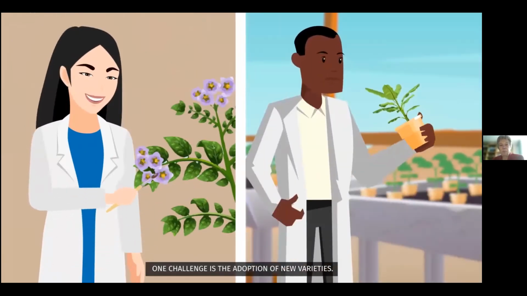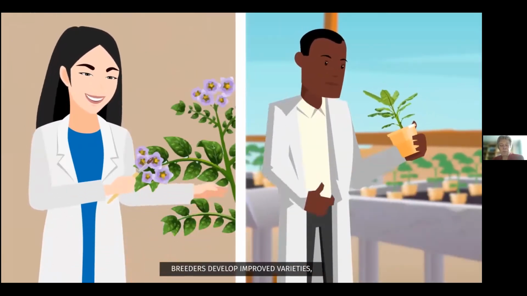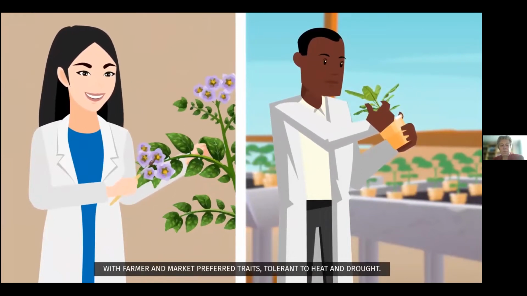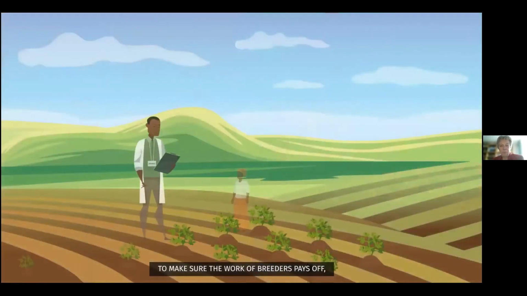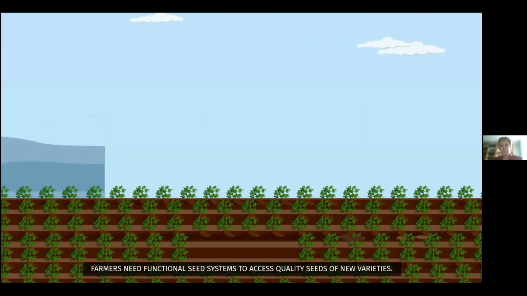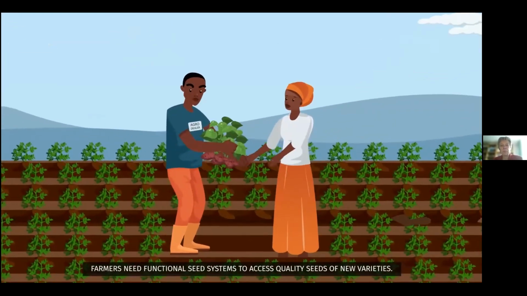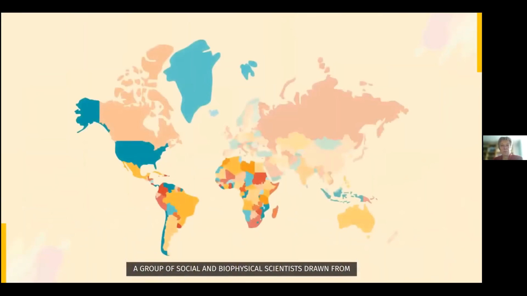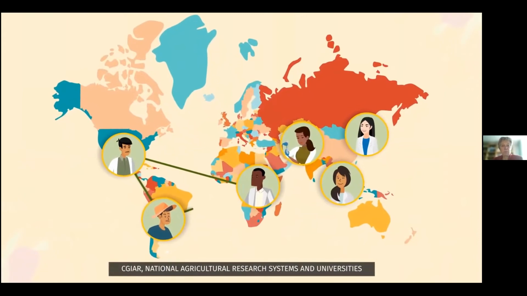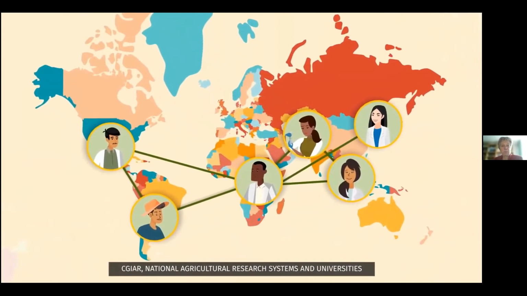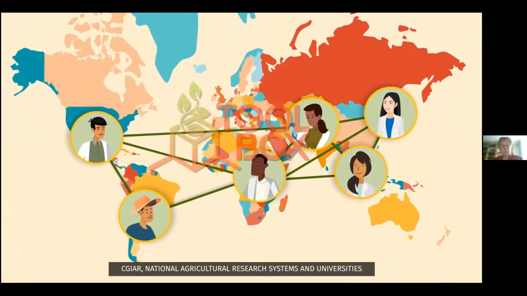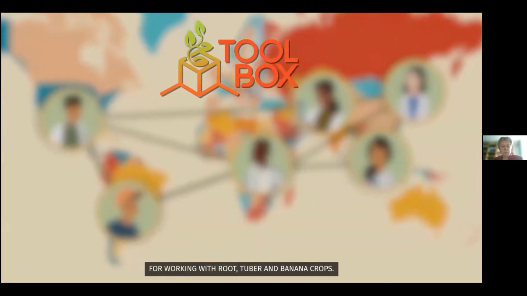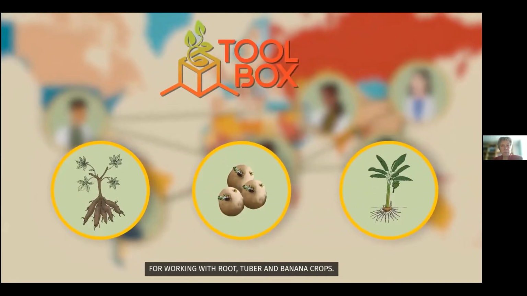One challenge is the adoption of new varieties. Breeders develop improved varieties with farmer and market preferred traits, tolerant to heat and drought. To make sure the work of breeders pays off, farmers need functional seed systems to access quality seeds of new varieties. A group of social and biophysical scientists drawn from CGIAR, National Agricultural Research Systems, and universities have developed a toolbox called Tools for Seed Systems for working with root, tuber, and banana crops.